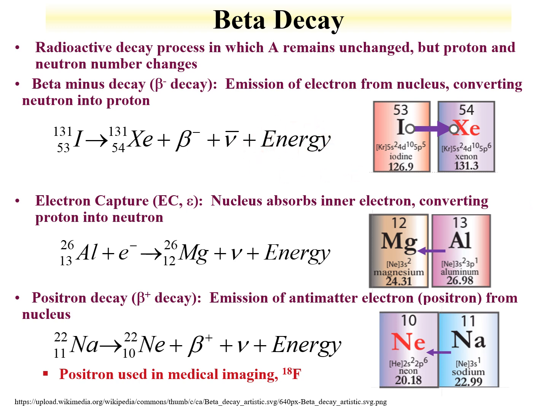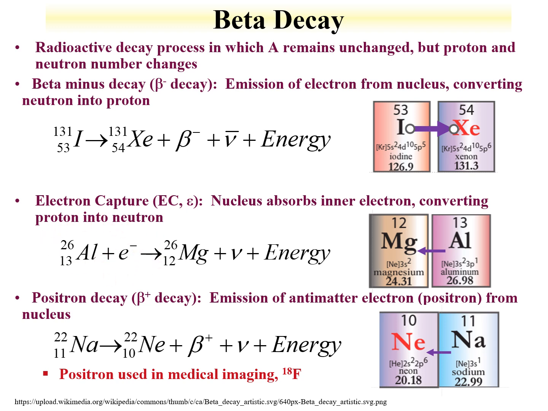A second type of beta decay is electron capture, and this is represented by either EC or the lowercase epsilon. In this case, the nucleus absorbs an inner electron, converting the proton into a neutron. You can kind of think of this as the opposite of beta minus decay, one in which the electron moves out of the nucleus. In this case, an electron moves into the nucleus.